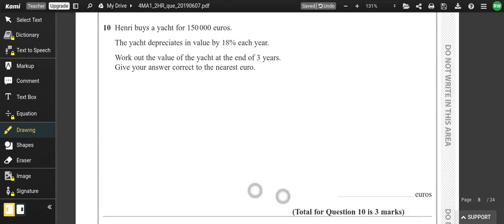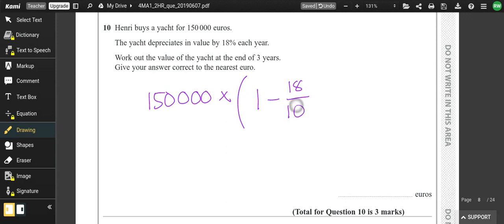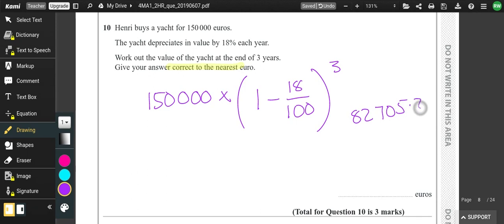Henri buys a yacht for 150,000 and it depreciates. So we're going to multiply by 1 minus the percentage, and the power is the number of years. And then some of you forgot to do the answer to the nearest euro. So you lost a mark. 150,000 times 0.82 cubed is 82705.20. So nearest euro, 82705.